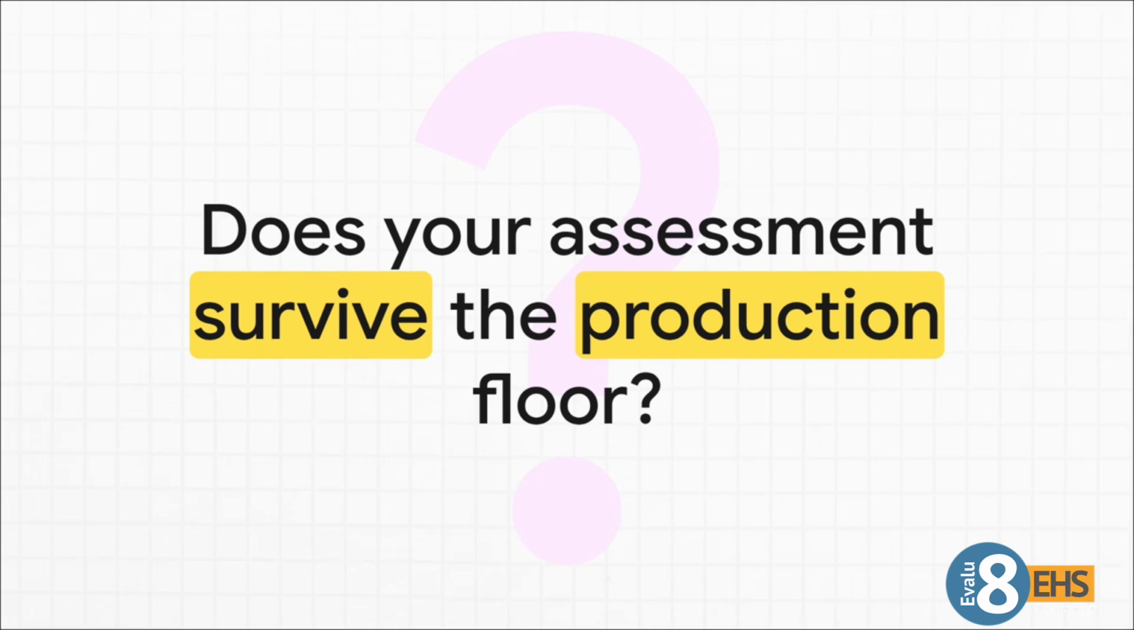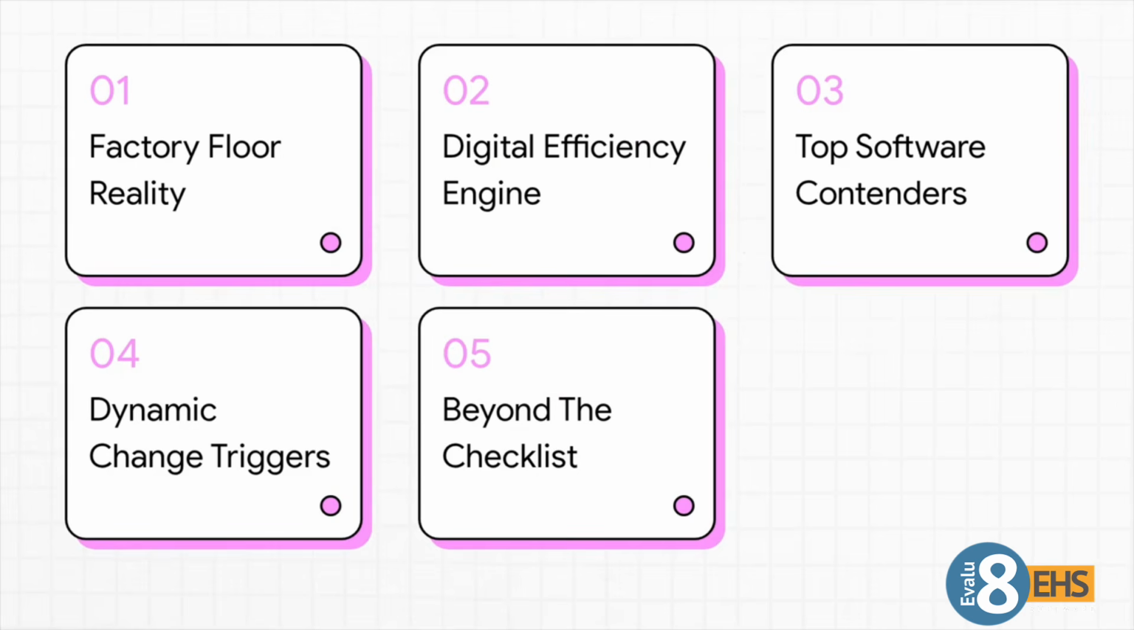Today, we're looking at how to make these assessments efficiently survive contact with the everyday, chaotic reality of the factory floor. So here's our roadmap for this explainer. We're going to cover the factory floor reality, explore the digital efficiency engine, check out the top software contenders for 2026, identify triggers for dynamic change, and finally, learn how to move beyond the checklist. We are basically moving from the chaos of static binders to a living, breathing digital ecosystem.